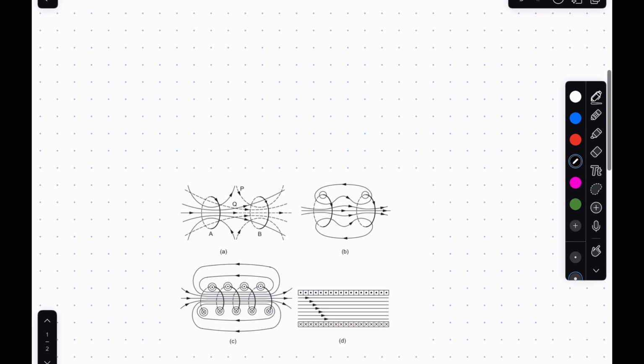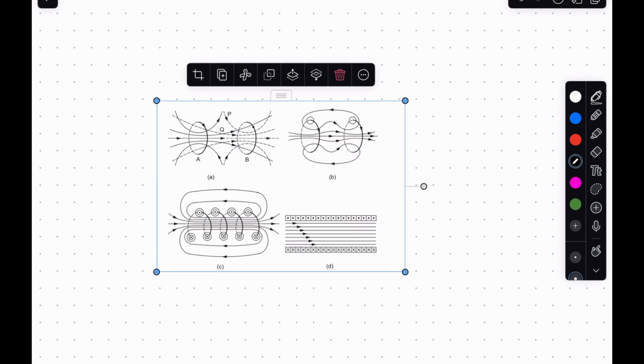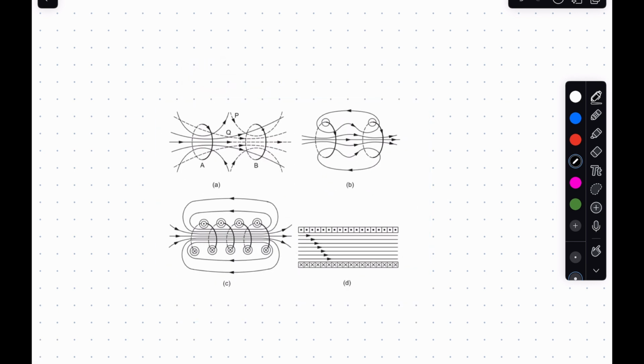These diagrams I have taken from Concepts of Physics by H.C. Verma, so you may also find the explanation there. I am just explaining it a bit more in detail.